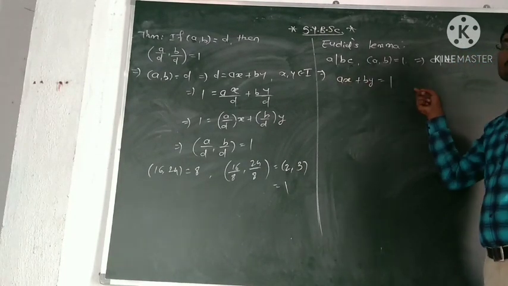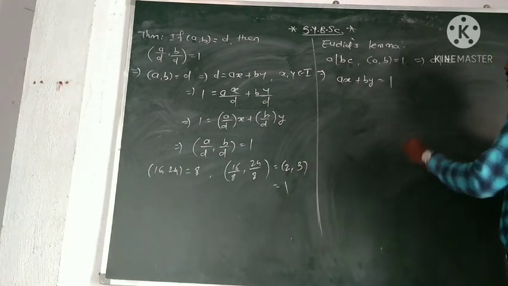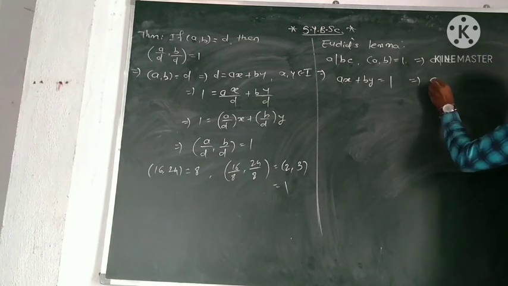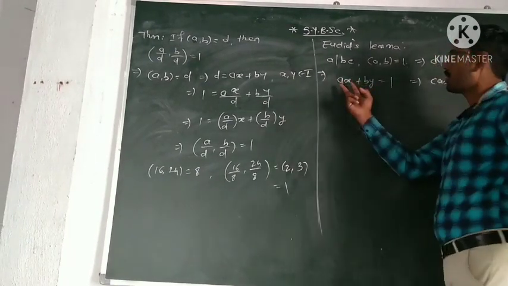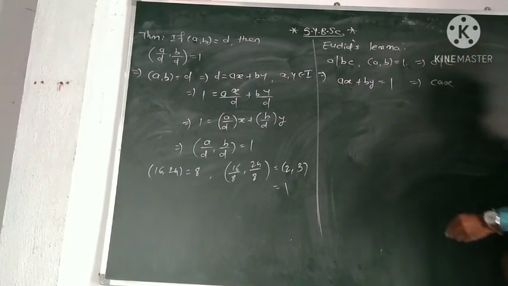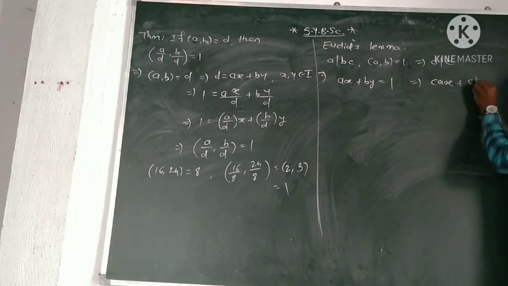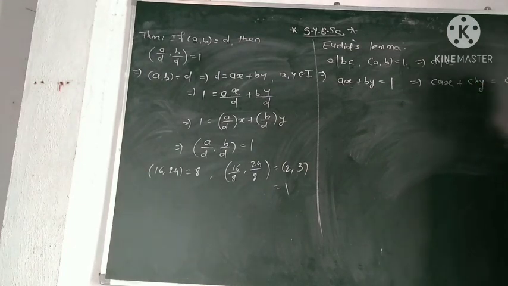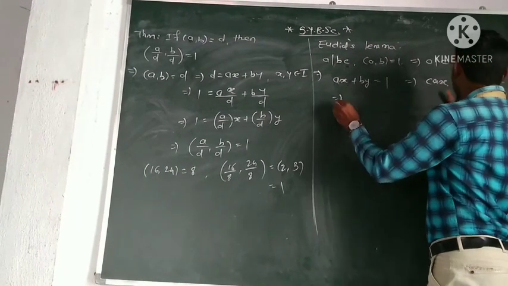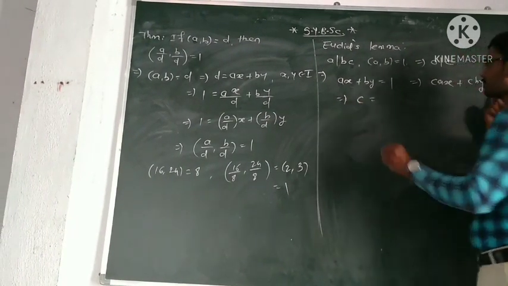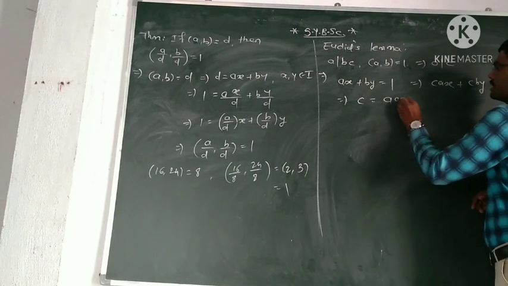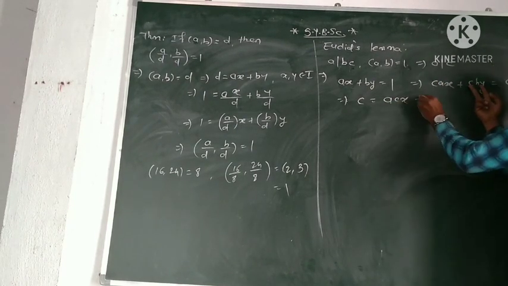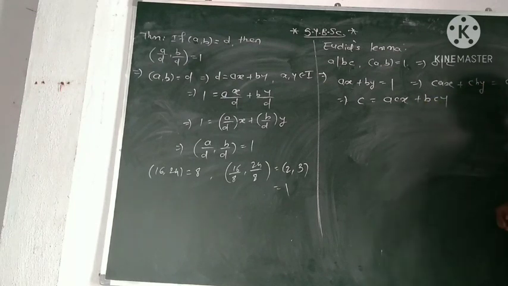Multiply this equation throughout by c. We have to multiply each term by c. So c into a into x plus c into b into y is equal to c into 1, so it is equal to c. So we can write c is equal to a into c into x plus b into c into y.